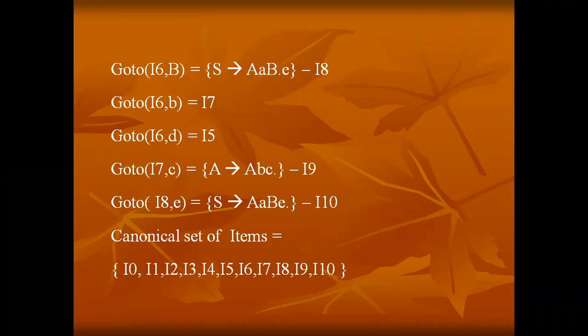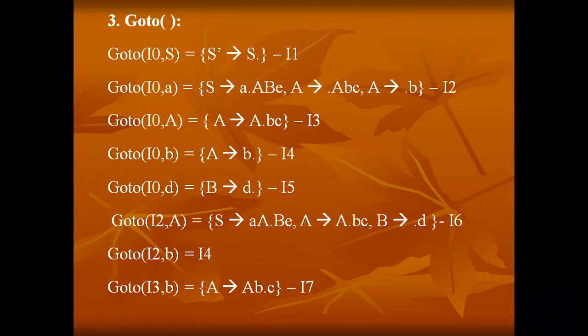Right? Is it clear? And rule number 3, A tends to ABC. That means in I0 it is A tends to dot ABC. In I9, A tends to ABC dot. That means we processed all these productions, so no need to process again and again. Whatever goto functions we computed, the canonical set of items shows that we processed all the productions from the given grammar.